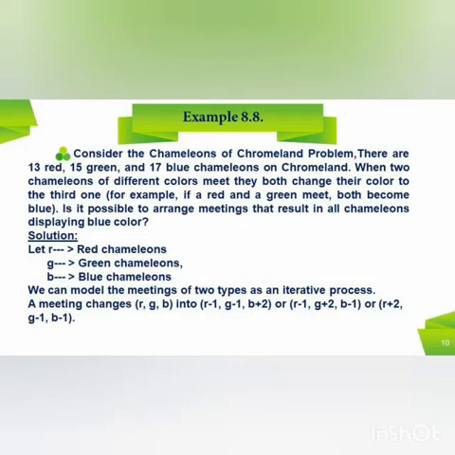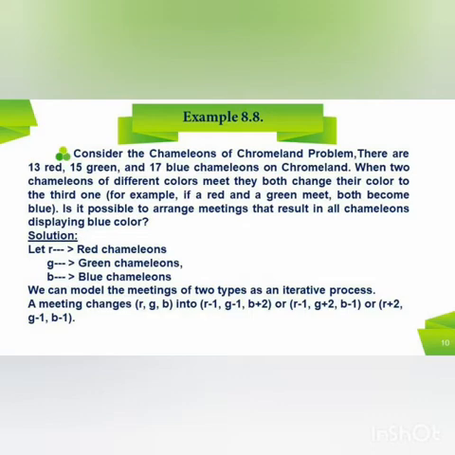Let's see the solution to this problem. Let R be the red chameleons, G the green chameleons and B the blue chameleons. Now we can model the meetings of two types as an iterative process. A meeting changes R, G, B into R minus 1, G minus 1, B plus 2. Which means when a red and a green chameleon meet, they will become blue. So, red minus 1, green minus 1 and B plus 2, because these two will be added to the blue color.